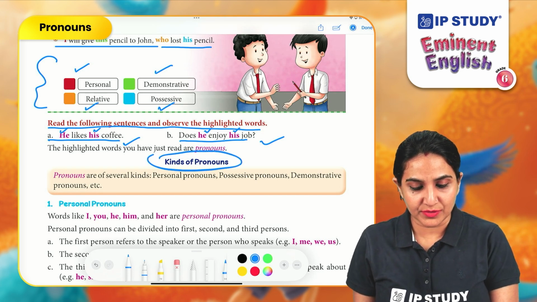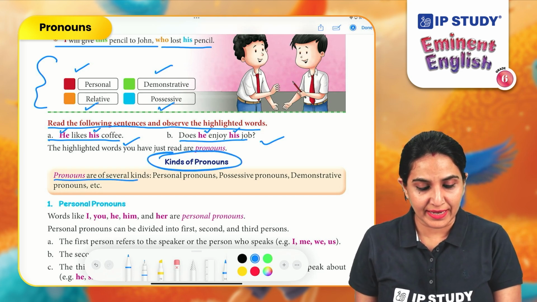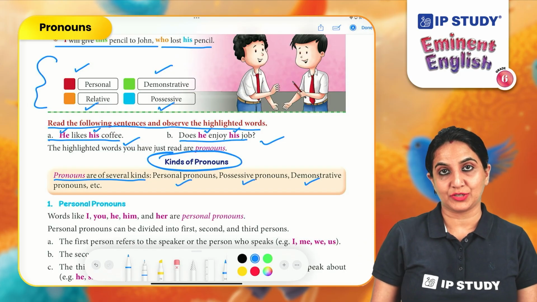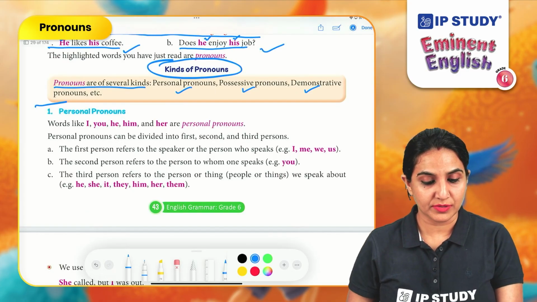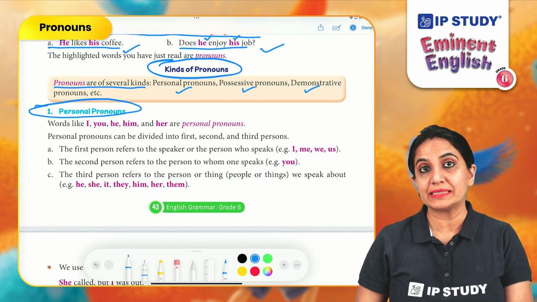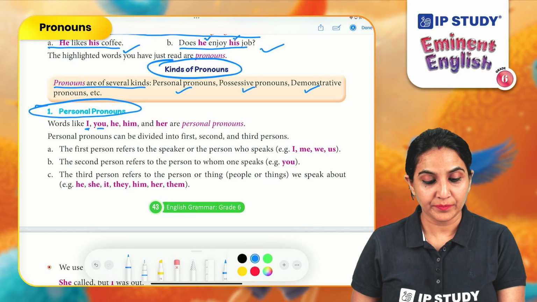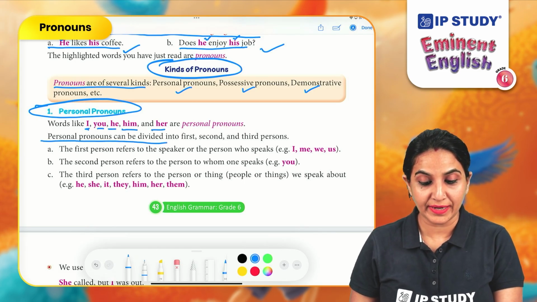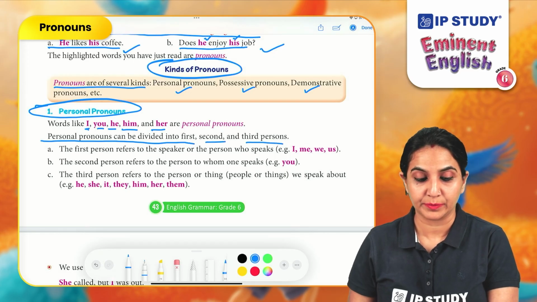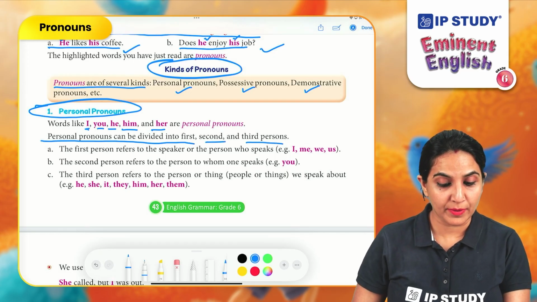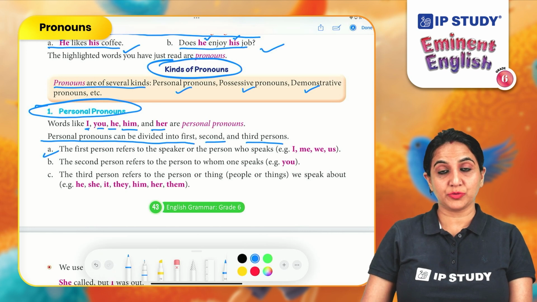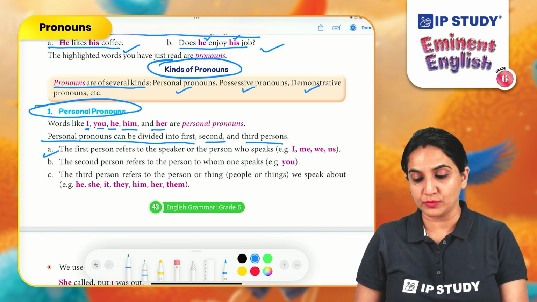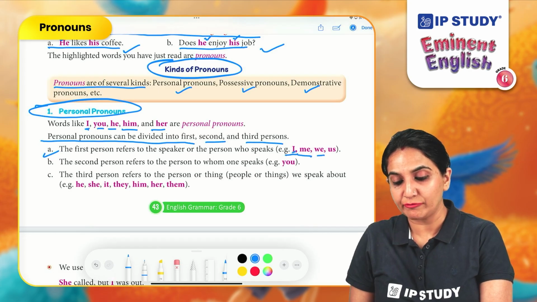Kinds of pronouns. Pronouns are of several kinds: personal pronouns, possessive pronouns, demonstrative pronouns, etc. Personal pronouns. Personal pronouns are words like you, I, he, him, and her. Personal pronouns can be divided into first, second, and third persons. When we talk about the first person, that means we are referring to the speaker, the person who speaks. For these, we use the pronouns I, me, we, us.